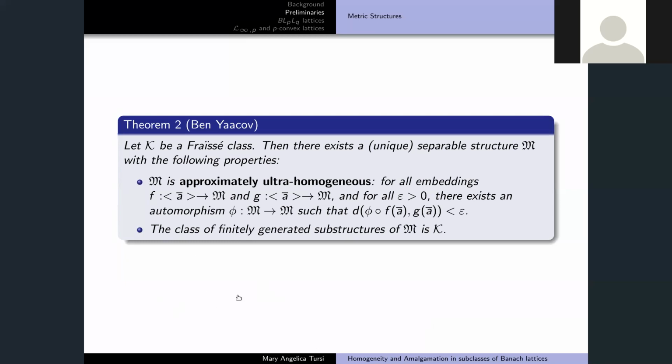So there's also a converse of this. If you have M approximately ultrahomogeneous over any of its finitely generated substructures, then that class of finitely generated substructures of M is itself a Fraïssé class. So you can go back and forth on these. And it just shows you this sort of equivalence between looking at a class as Fraïssé and the existence of some universal, approximately ultrahomogeneous object for that class.